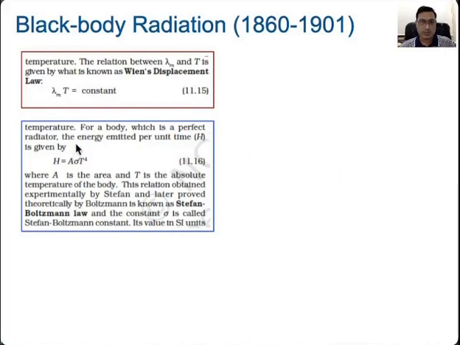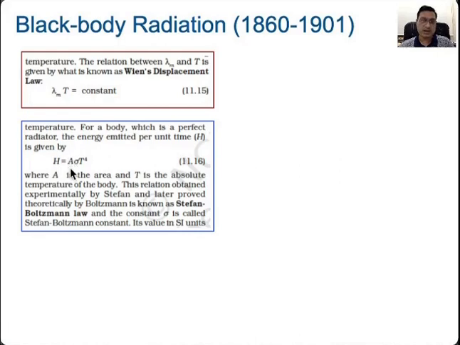Now this is what we have seen in the last slide. After Wien's idea, there was another concept given by Stefan. What Stefan showed is that for a perfectly radiating body, the energy emitted per unit time is proportional to the fourth power of the absolute temperature of the body. This is called the Stefan-Boltzmann law, because Boltzmann helped to establish this expression, and this constant sigma is called the Stefan-Boltzmann constant.